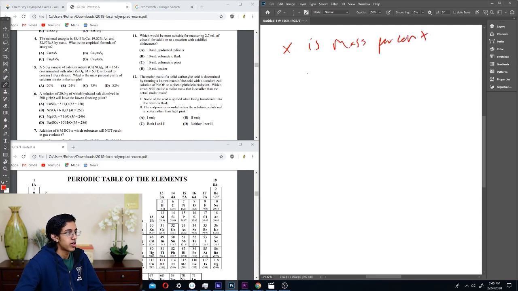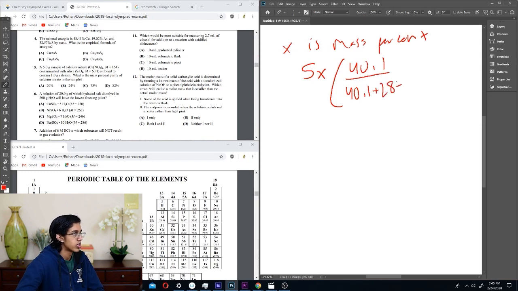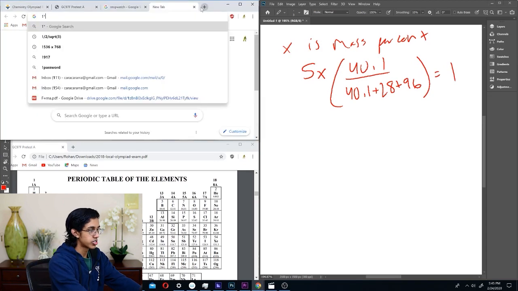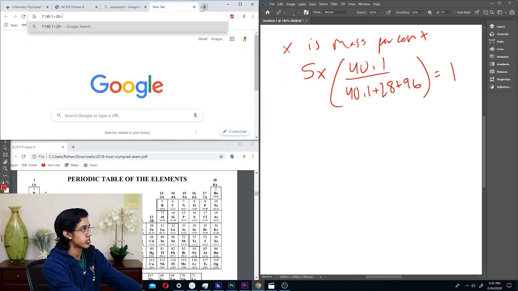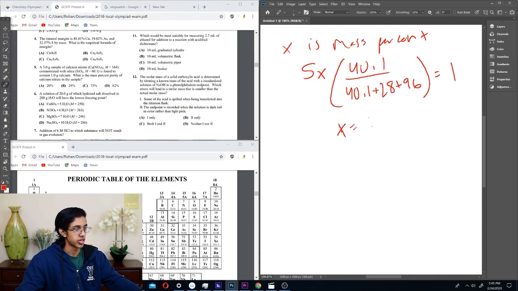Okay, so that means that 5X is going to be the mass of the calcium nitrate, and then if we want to find the mass of calcium, we multiply by the mass percent of calcium in calcium nitrate. So calcium is 40.1, over the total mass, which is 40.1 plus 2 times N, which is 28, plus 6 times 16, which is 96, and then this is equal to 1. So if we just multiply this out, it should work. 1 times (40.1 plus 28 plus 96) over 40.1 over 5. So we get 82%. X is equal to 82%. Nice. So D it is.